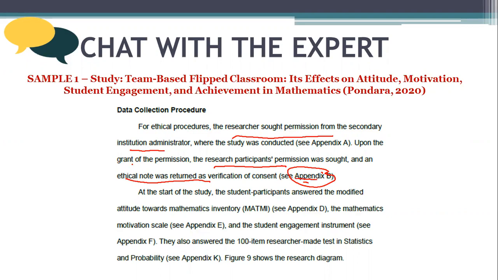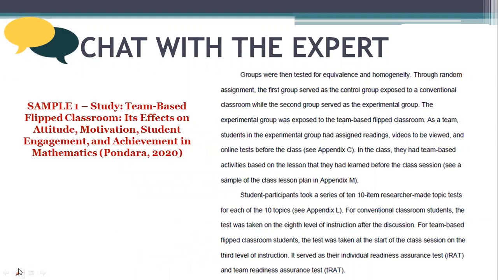The next one, the participants will answer the questionnaire. Then, what will happen next? The groups were tested for equivalency. The first group went through the team-based flipped classroom. Then they take a 10-item researcher-made test. And then you continue until you spell out what you will do until the end of your study.